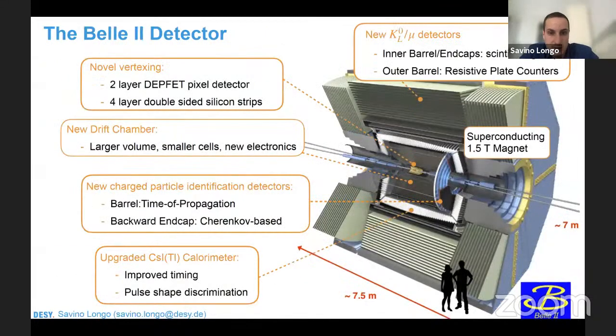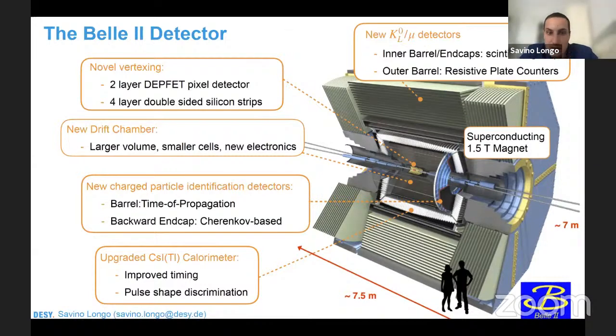The Belle 2 detector is a complete upgrade compared to the Belle detector. If we start at the center of the detector, we've introduced new vertexing detectors, where we start with a 2-layer pixel detector, and then this is followed by 4 layers of a double-sided silicon strip detector. With these vertexing detectors, we can use charged particles from the interaction point to get a precise reconstruction of the vertex location of the collision.